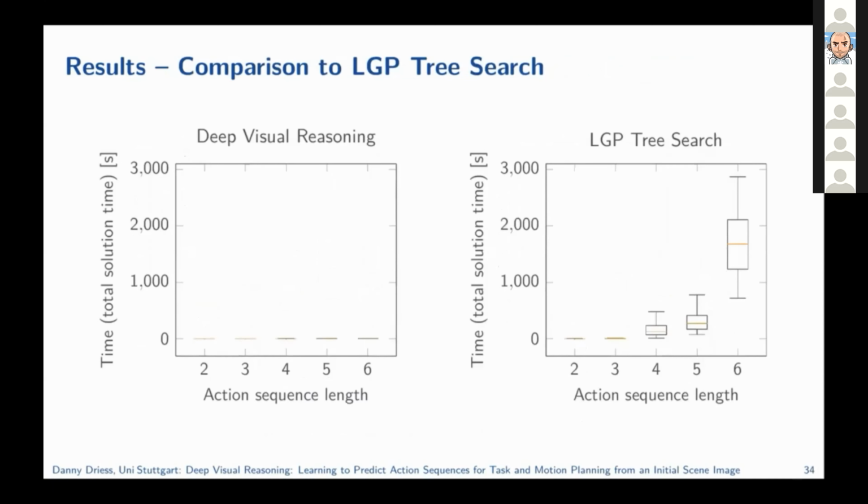If we compare that to LGP tree search, here shown on the right, one can see that this problem is actually hard for LGP with solution times going into the thousands. For sequence length 4, with our network, it is 46 times faster, 100 times for length 5, and for length 6, even 700 times faster in median.